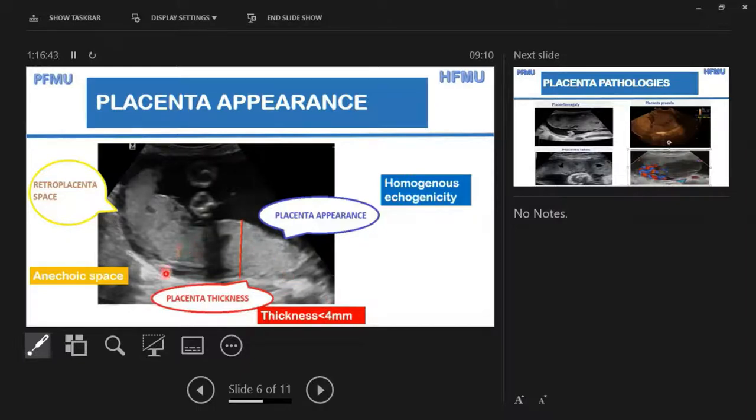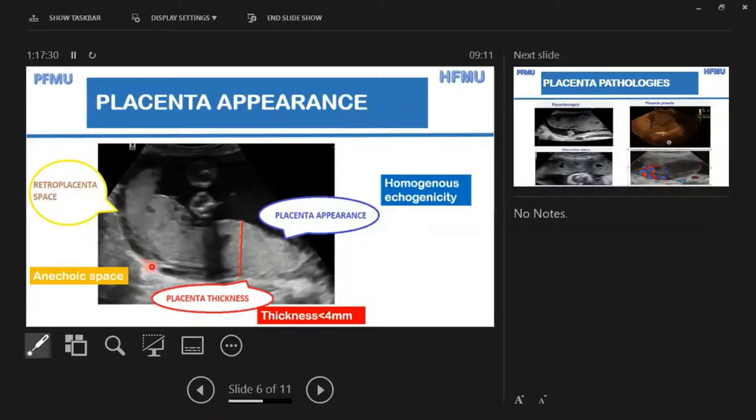Fine. And then we also look for anechoic spaces within the placenta, like this one, something looking like this or that. We refer to them as placental lakes. Some of them can be vascularized, some of them can just be simple fluid accumulating within the placenta. And we know that the placenta is supposed to play a vital role to transfer nutrients and oxygen from the mother to the fetus. So if we are having these areas of fluid accumulating within the placenta, then it shows that the placenta is not working well.